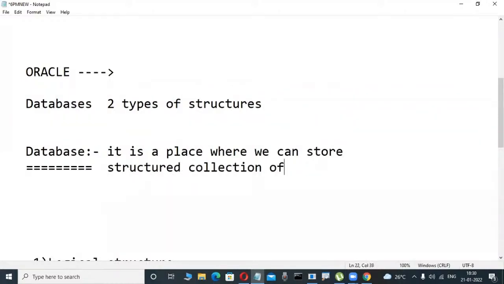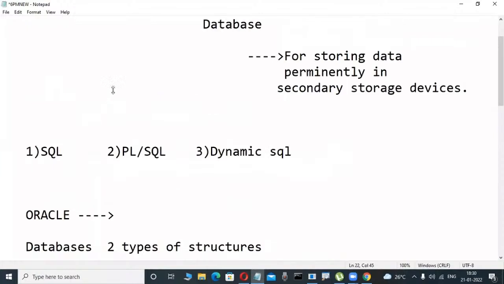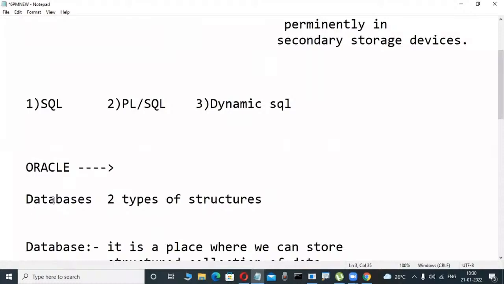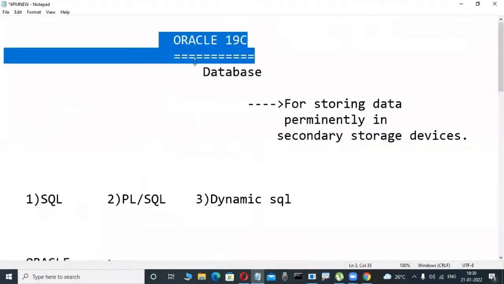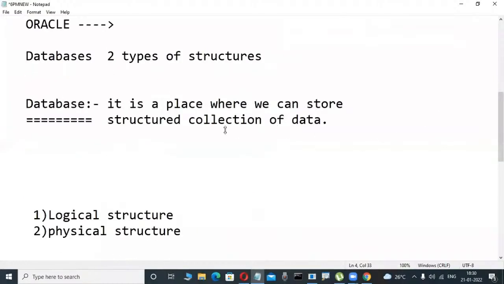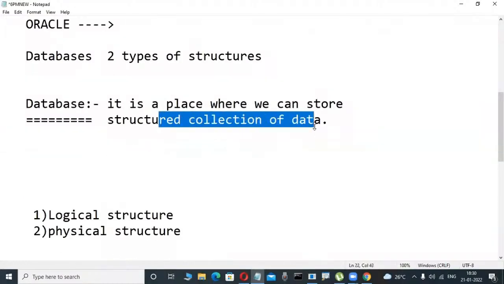What is data? What is information? What is DBMS? That is later. Okay, structured collection of data. Observe here. Whenever we install Oracle or any relational database software, what is a database actually? It is a place. Whenever we install this type of software, some place is automatically reserved on the hard disk only. In that place we can store a structured collection of data. Okay, fine.